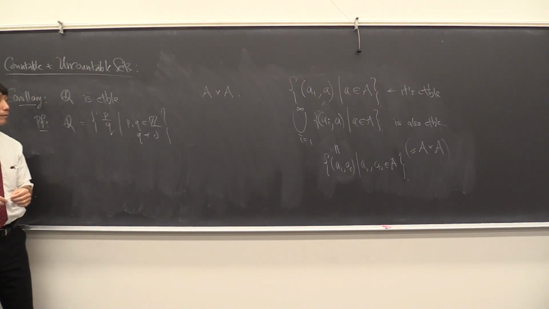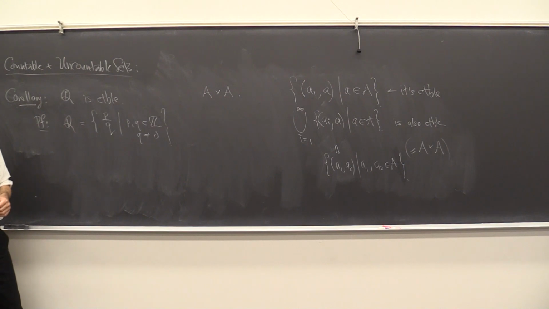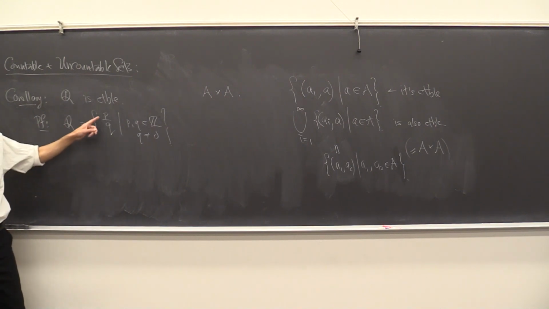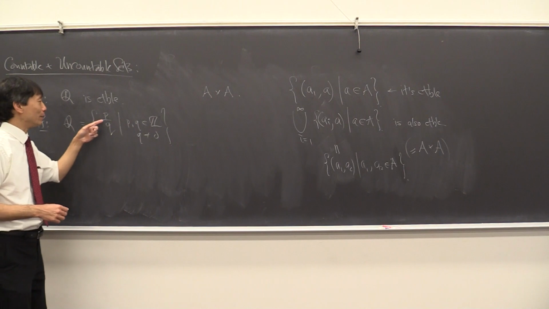Well, P and Q, or P and 1 over Q, I guess, are both countable, so somehow they come together. Great. So that's the idea.